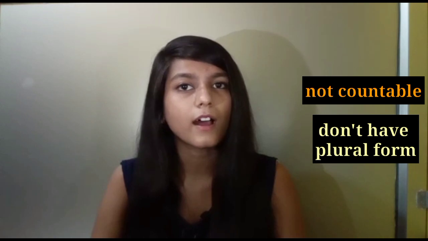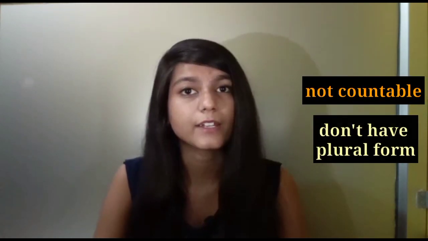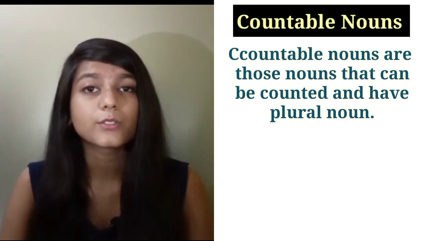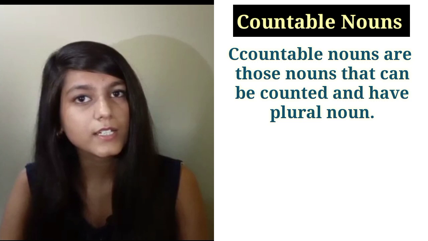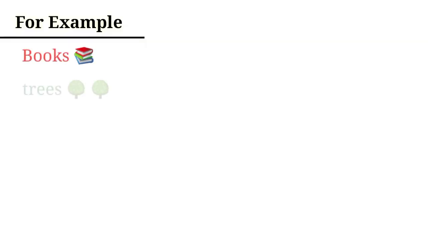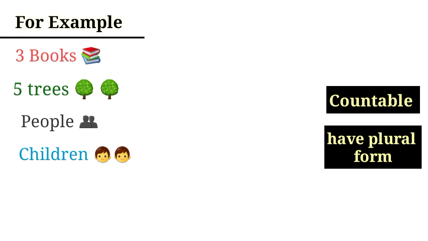So these all are uncountable nouns. Why? Because we can't count them and they don't have plural form. Now, countable nouns are those nouns that can be counted and have plural form. For example, books, trees, people, children. Now you can say 3 books or 5 trees or 6 people or 7 children. So these are countable nouns because they have plural form and we can count them.